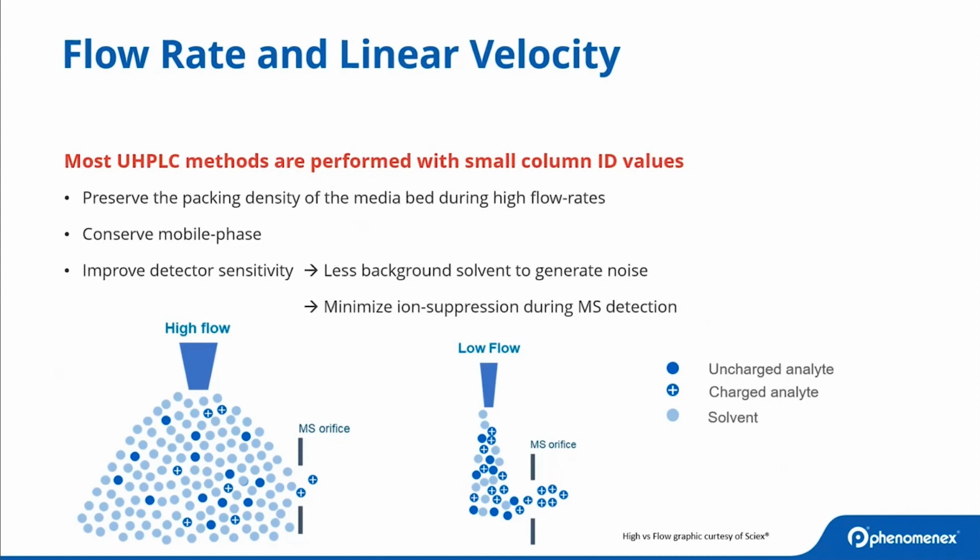Smaller ID also gives you a chance just to conserve mobile phase overall, but really we are being mindful of improving sensitivity by mitigating opportunity for ion suppression that would otherwise occur with a large volume of eluent going into the mass spec instrument.